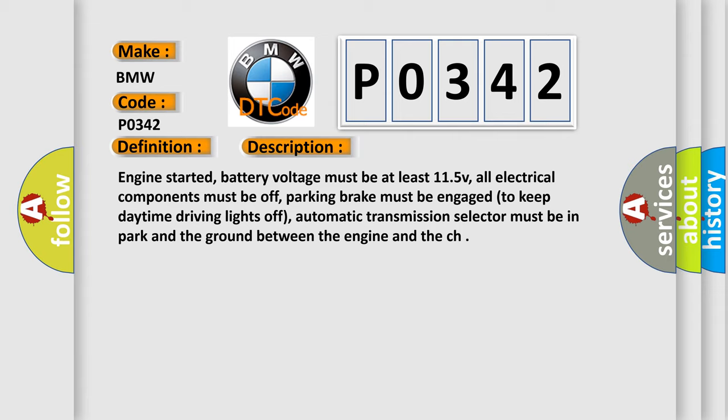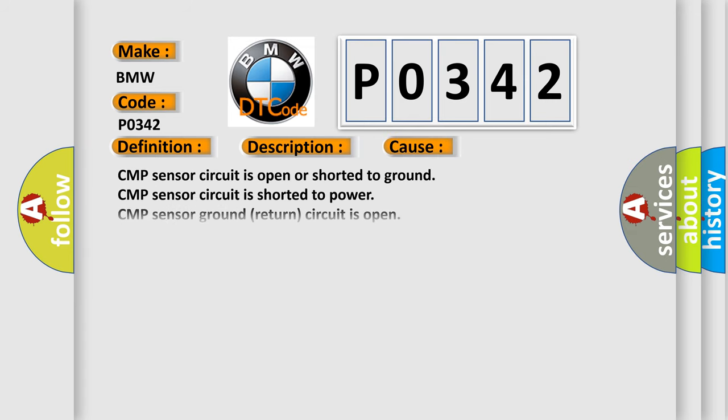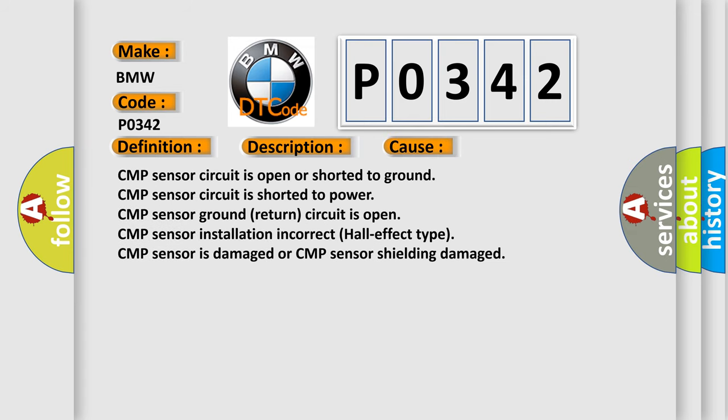Engine started, battery voltage must be at least 11.5V, all electrical components must be off, parking brake must be engaged to keep daytime driving lights off, automatic transmission selector must be in park, and the ground between the engine and the chassis. This diagnostic error occurs most often in these cases: CMP sensor circuit is open or shorted to ground, CMP sensor circuit is shorted to power, CMP sensor ground return circuit is open, CMP sensor installation incorrect, Hall effect type CMP sensor is damaged, or CMP sensor shielding damaged.